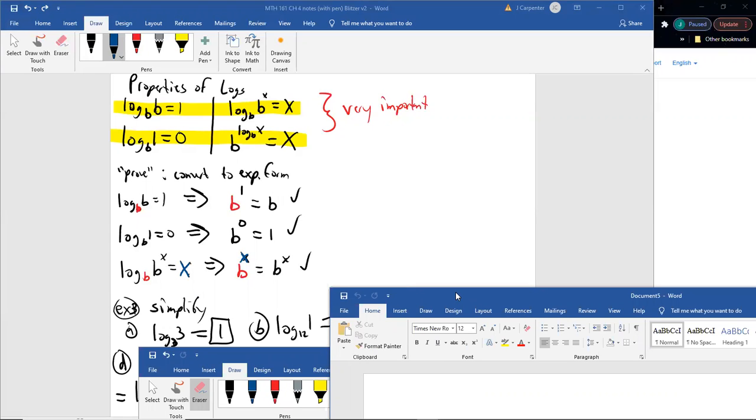Log base 5 of 5 is 1. Log base 7 of 7 is 1. Log base 1,000,000 of 1,000,000 is 1.